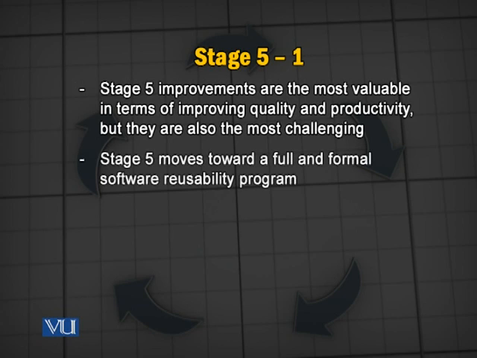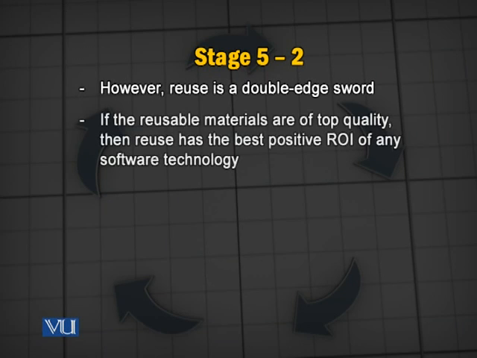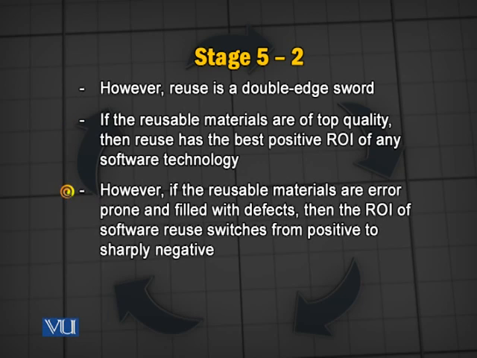Stage 5 improvements are most valuable in terms of improving quality and productivity, but they are also very challenging. Stage 5 move towards a full and formal software reusability program, and as I've said before, reuse is a double-edged sword. If the reusable materials are of top quality, then the reuse has the best positive return on investment of any software methodology, and this has been reported in the literature. However, and this part is also reported in the literature, if the reusable materials are error-prone and filled with defects, then the return of investments of software reuse switches from positive to sharply negative, and that is a very bad thing for an organization, for a project, and overall the reusability approach.